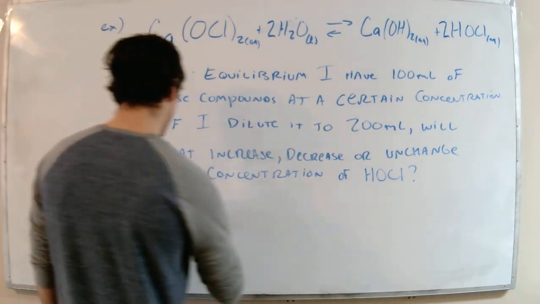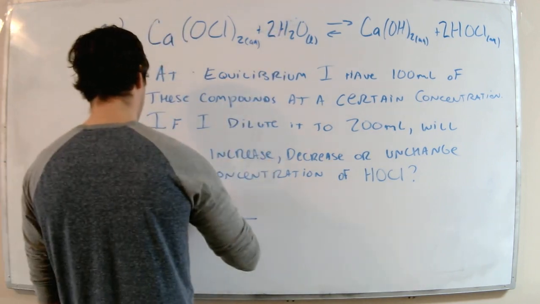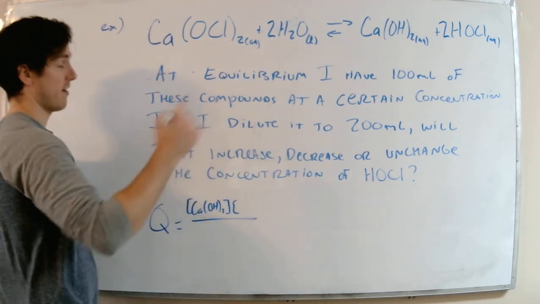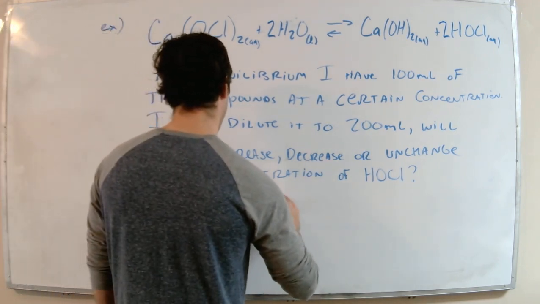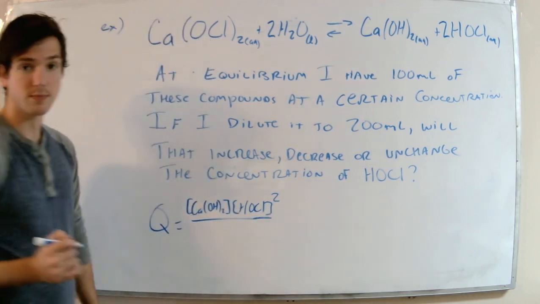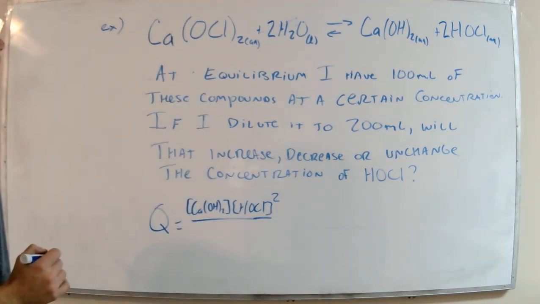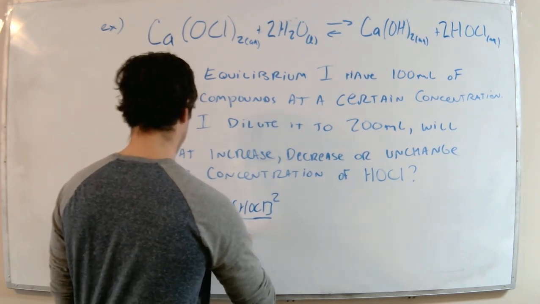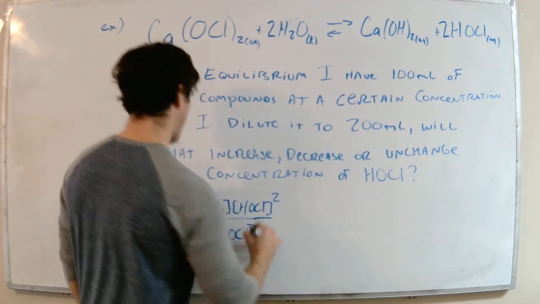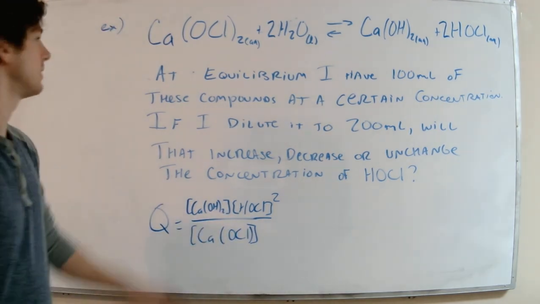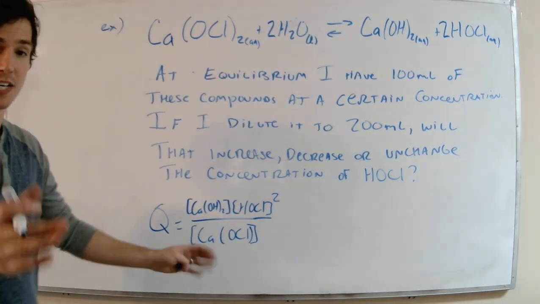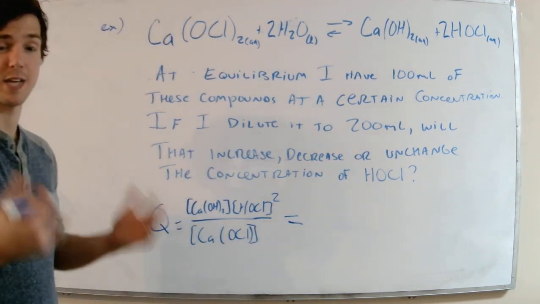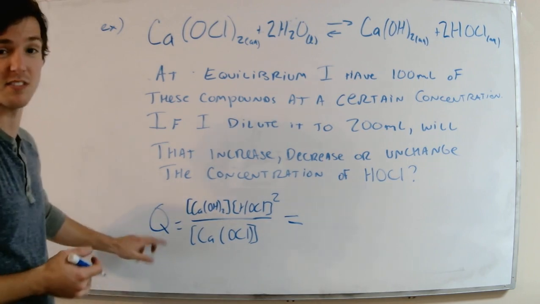Products over reactants. So we got CaOH. We have hypochlorous acid, which is going to be squared. Now we have CaOCl. And then do I include water? No, it's a liquid. Forget it. We don't need it. All right? So that was the original equilibrium concentration at the beginning. Since it's at equilibrium, this is essentially K.